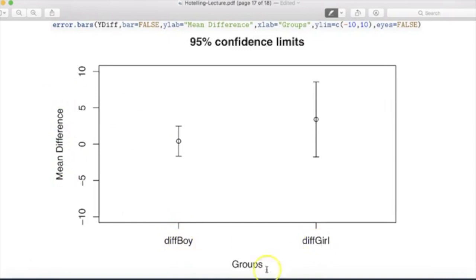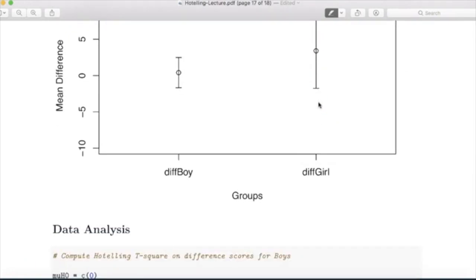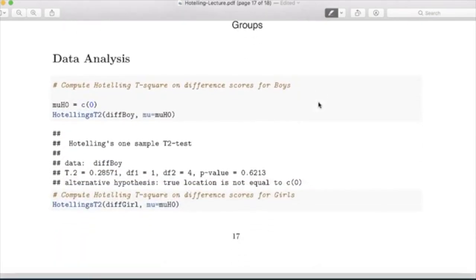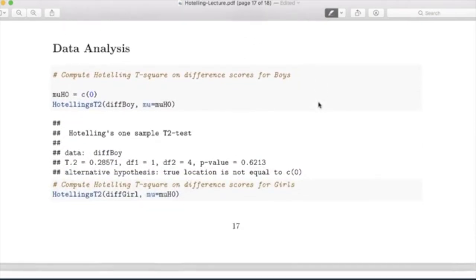Here I have the groups. This is my x label. Notice how both of them are crossing that zero. That kind of tells you that you're not going to find significance. You don't have to remember that. What I personally like on this graph is I can see that the girls have a lot more variability already. So that's one thing. So let's go ahead and do our data analysis, which is going to take us like 2 lines of code. It's going to be done pretty quickly.